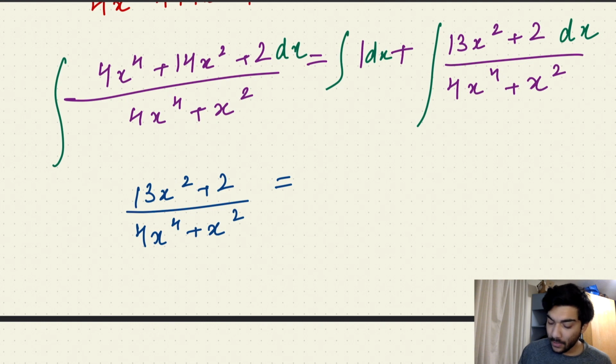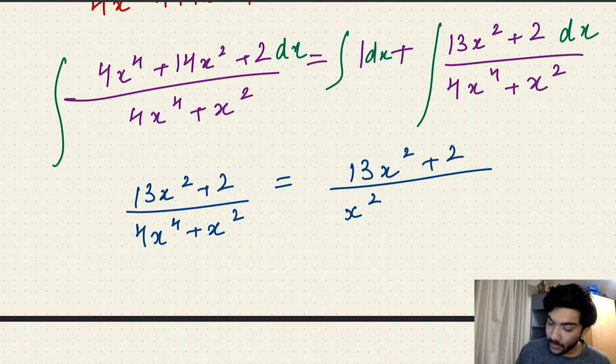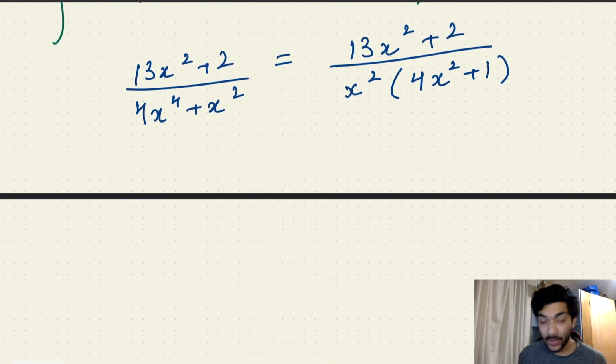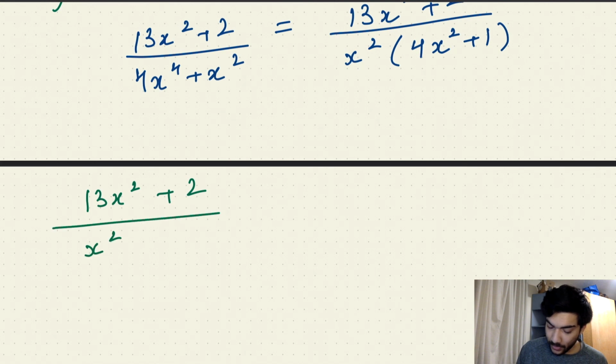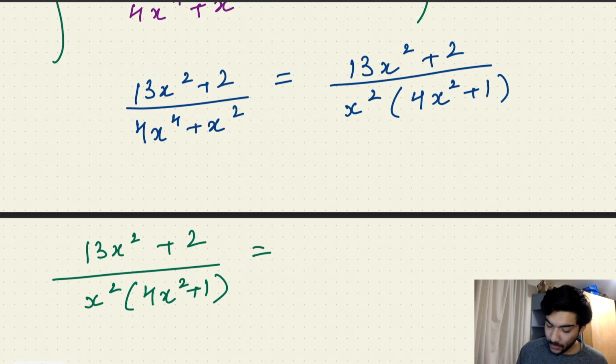And we know that in order to use partial fractions, we want to have factored out terms in the denominator. So we can easily change the denominator by taking x² common, and it would be simply x²(4x² + 1) in this case, right? So now you have this expression over here. Let's write this expression (13x² + 2) upon x²(4x² + 1) on the left hand side, right?